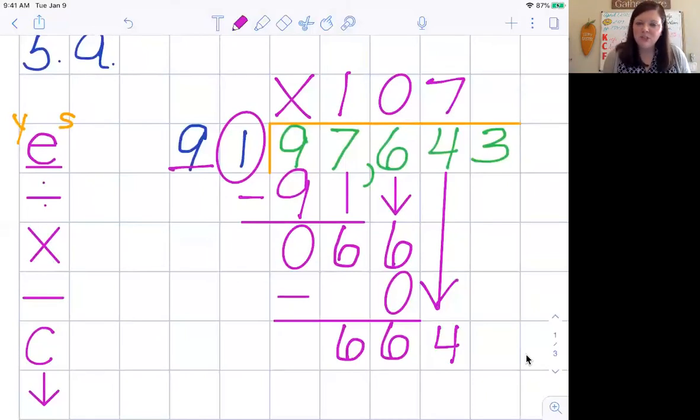Now it's time for us to multiply. Multiply 7 by the entire 91. 7 times 1 is 7. Go straight down and put your 7. 7 times 9 is 63. We have just multiplied. Now it's time for us to subtract.